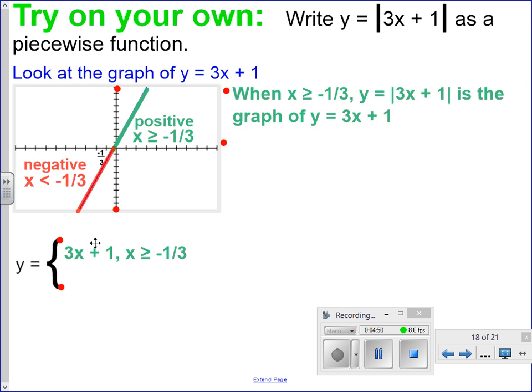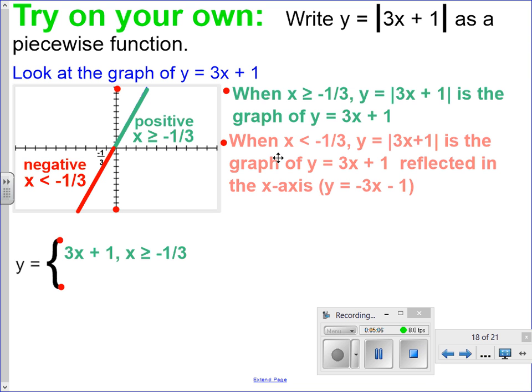The negative piece occurs when x is less than negative a third. Notice it's not equal to. When it's equal to, that means it's at 0. That's positive. So the negative piece won't include equal. It's just less than negative a third. So when it's less than negative a third, that graph, the absolute value function, is going to be the graph of 3x plus 1 reflected in the x-axis, because remember, this negative piece is going to come up. So when it's reflected, it's going to have the equation negative 3x minus 1, and that becomes our negative piece.